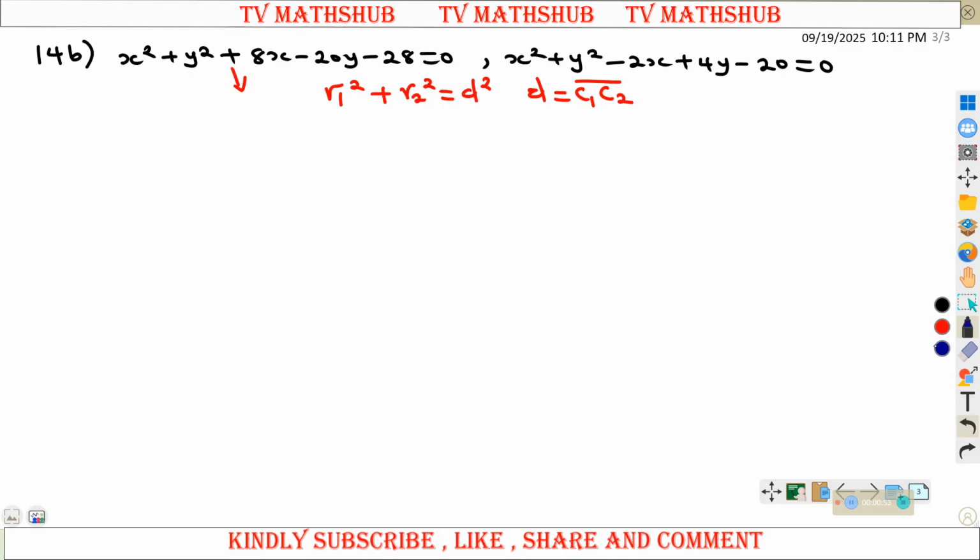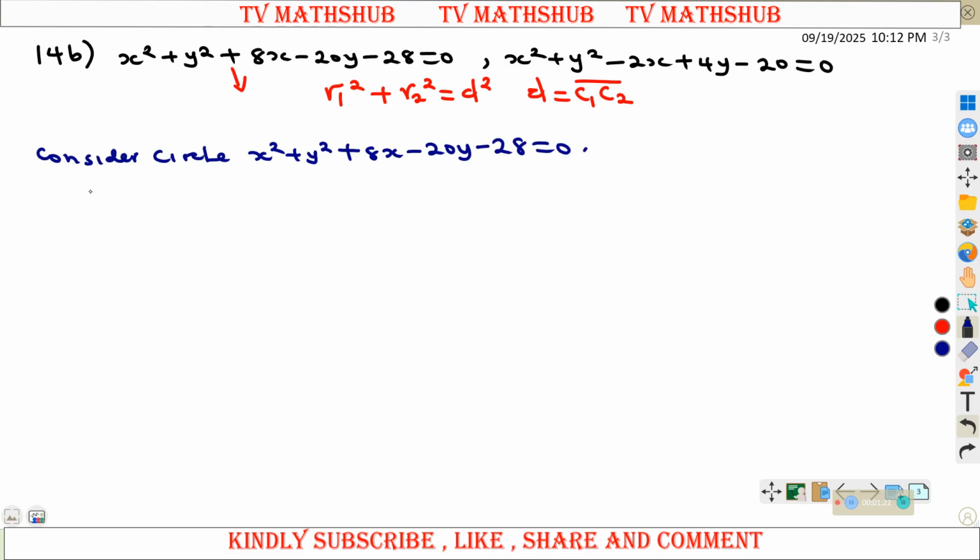So let us now look at how best we can get the radius 1, radius 2, and d. So we shall consider circle 1. Let us consider circle x squared plus y squared plus 8x minus 20y minus 28, which is equal to 0.